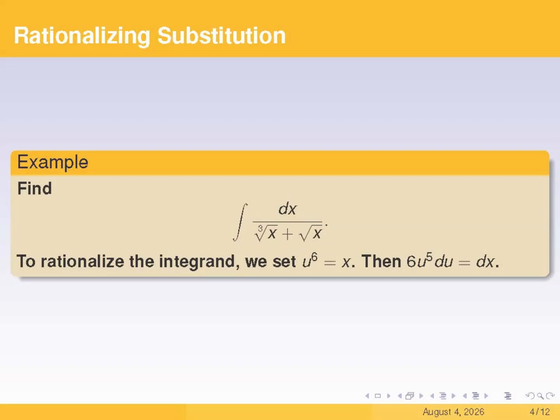This example involves computing the indefinite integral on the second line. To rationalize the integrand, we will choose an appropriate variable substitution u. Since the integrand contains both a cube root and a square root, we take the least common multiple of 3 and 2, which is 6. Therefore, we set u to the sixth power equals x. Differentiating both sides yields 6 times u to the fifth du equals dx.